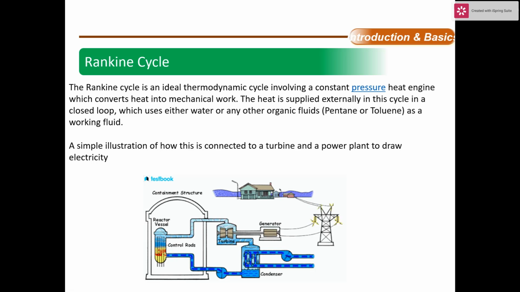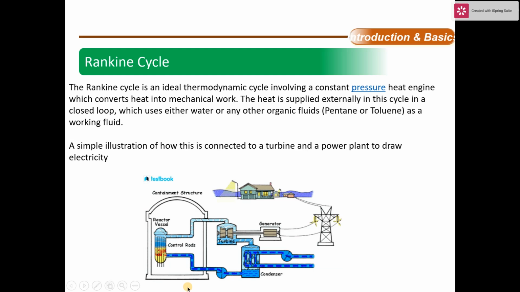Now, the Rankine cycle. The Rankine cycle is an ideal thermodynamic cycle involving a constant pressure heat engine which converts heat into mechanical work. The heat is supplied externally in this cycle in a closed loop which uses either water or any organic fluid as a working fluid. A simple illustration of this is connected to the turbine and power plant to draw electricity.